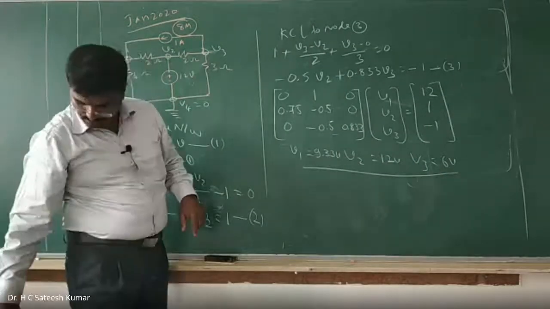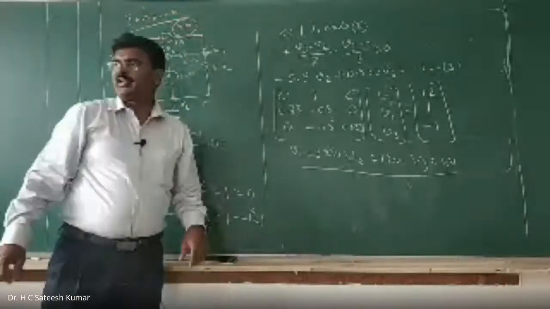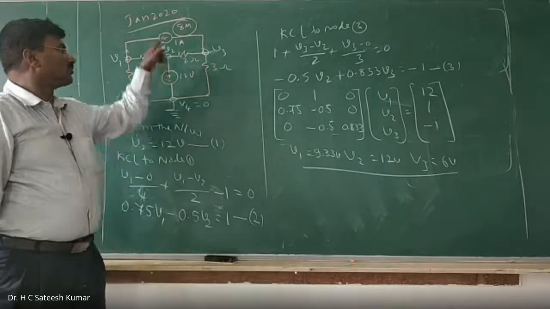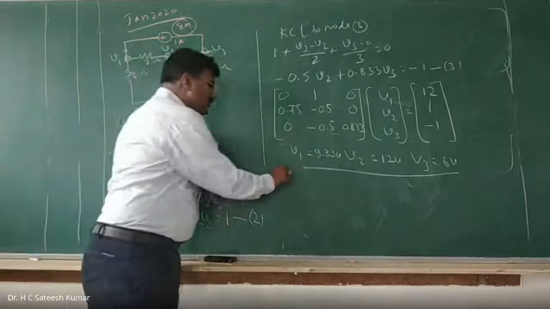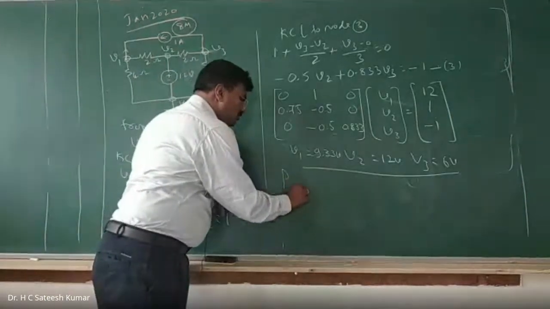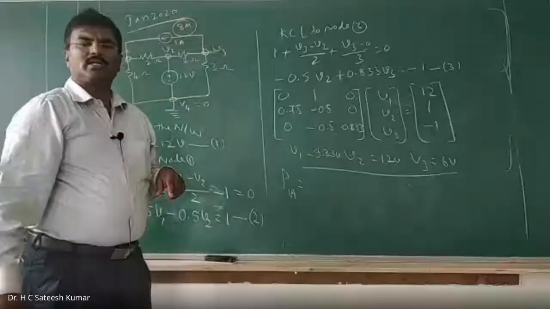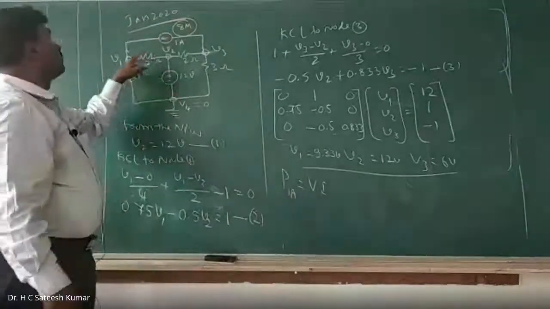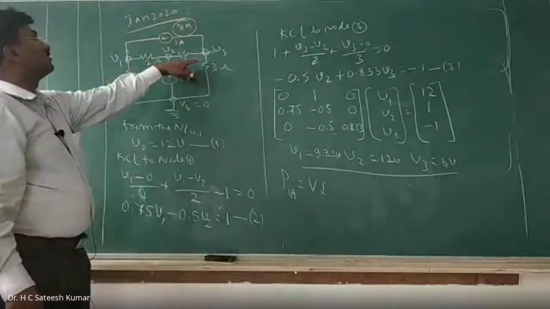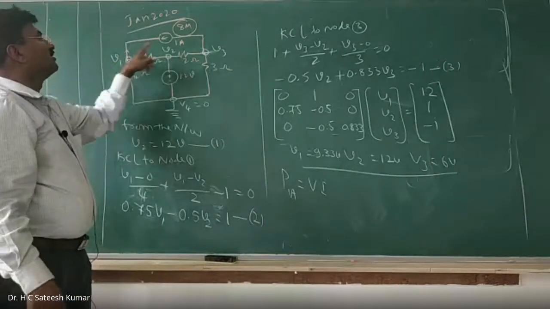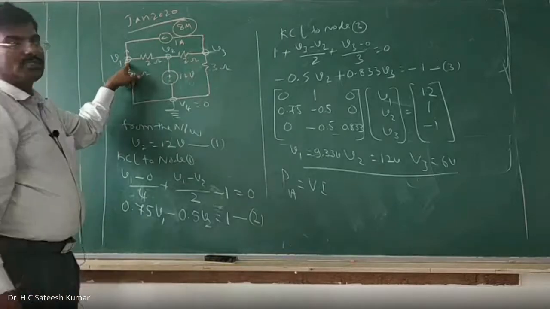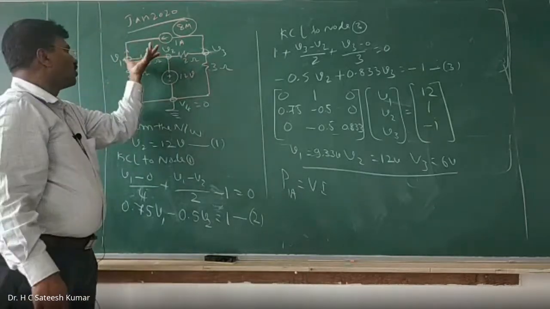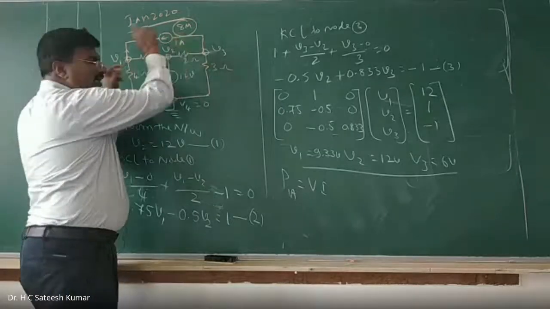The question is to find the power delivered by the 1 amp source. Power P is equal to V into I. What is the V? V between these 2 points. V between these 2 points is V3 minus V1, or V1 minus V3. Anything is fine. This is the voltage, and we should take voltage into current.